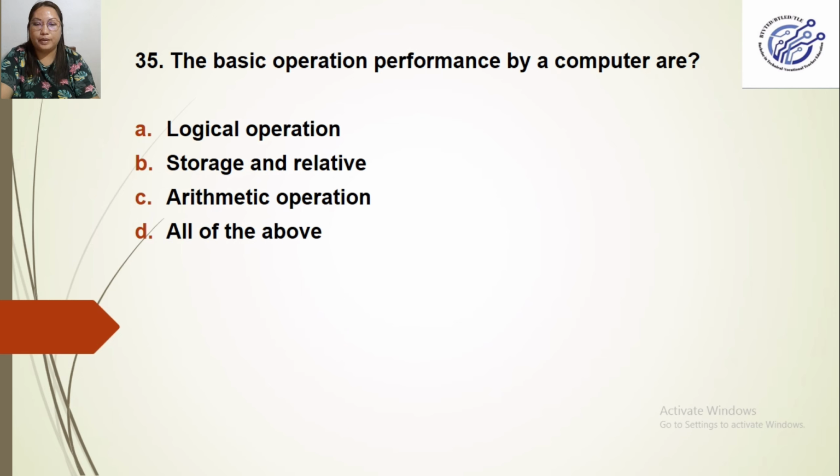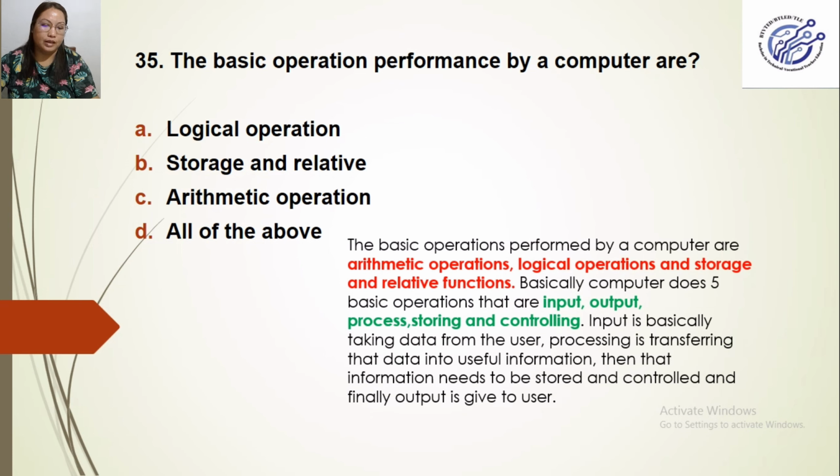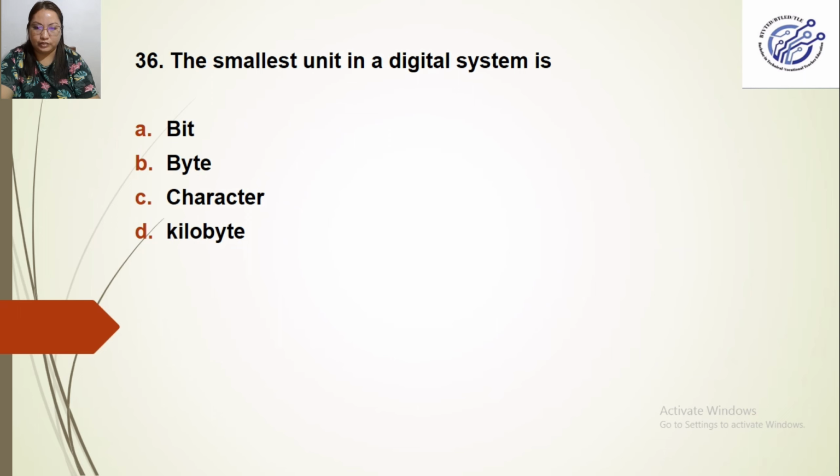So, number 35, the basic operation performed by a computer are. So, ano ba yung pinaka-basic na performance ng ating computers? The basic operations performed by a computer are the arithmetic operation, logical operation, and storage and retrieval function. Basically, 5 po ito sila: input, output, process, storing, and controlling. However, itong 5 na ito ay embedded na sa tatlo na ito. So, yung sagot po natin sa number 35 is letter D, all of the above, kasi lahat po ng yan sa ating choices ay basic operation ng ating computers.